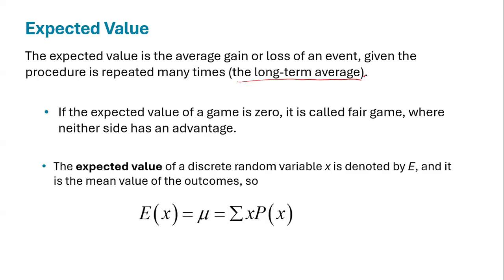So expected value is usually calculated when we have types of games or lottery. So we want to see how much is the average gain or loss. And since it's talking about the average gain or loss, that means average means mean. That means the expected value in the discrete probability distribution is exactly the mean. So we show the expected value by letter E.